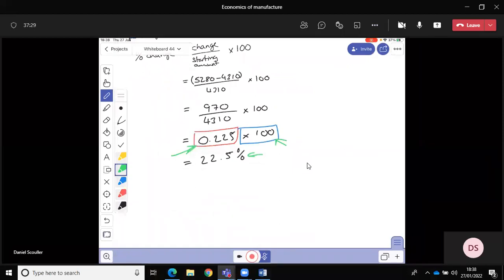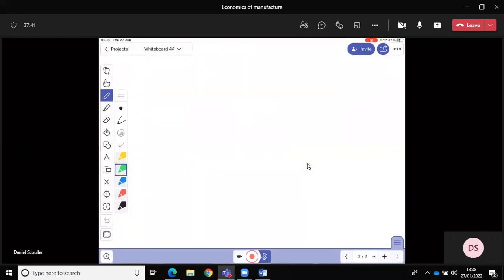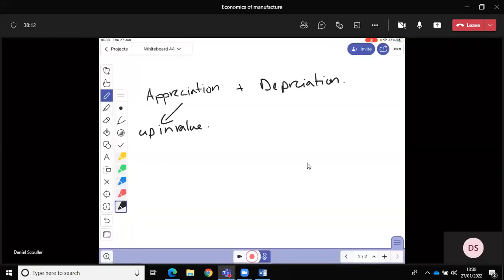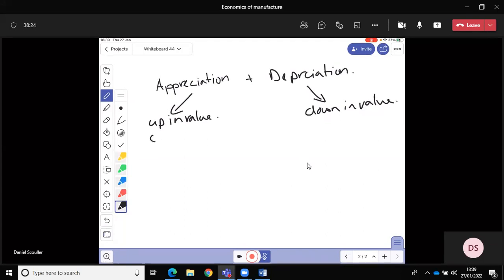What I want to look at tonight is to build on the idea of percentage increase, and we're going to talk about something called appreciation and depreciation. Appreciation is when something goes up in value or amount, so the number increases. Depreciation is when something goes down in value.